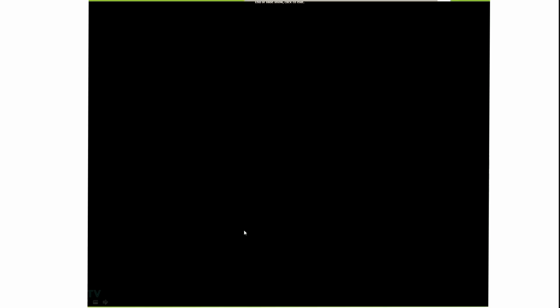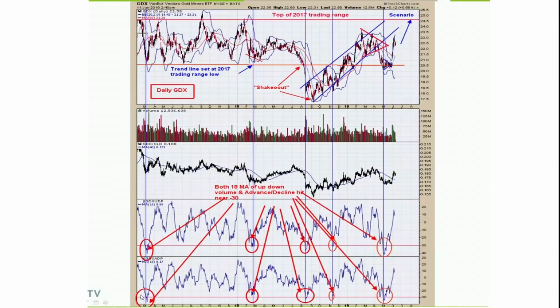We went back to about 2017 here. We marked all the times when both the 18 moving average of the up-down volume and the 18 moving average of the advance-decline hit below 30, and we marked those with blue lines. It picked out that low, which wasn't very good, but it picked it out. It came in a little bit early, but basically got a low in August, hit about a point lower on GDX, and gave support again in November. It looked like it was breaking down, but it gave another support in November. It kept in that channel, and we had another buy signal that just happened the first of May.